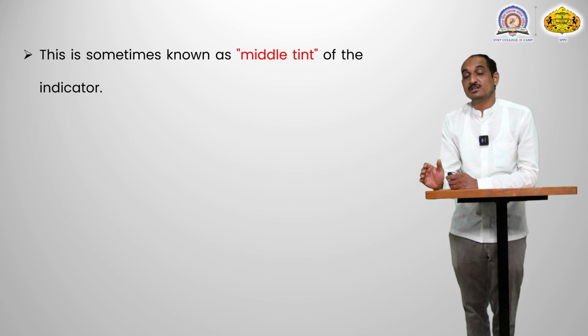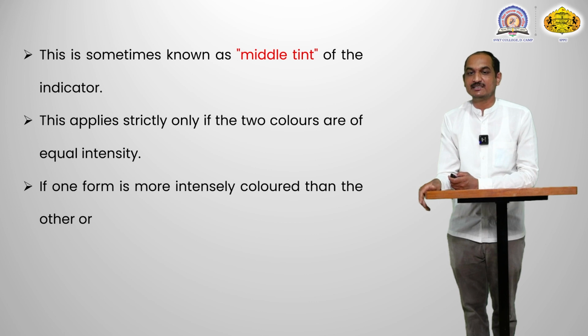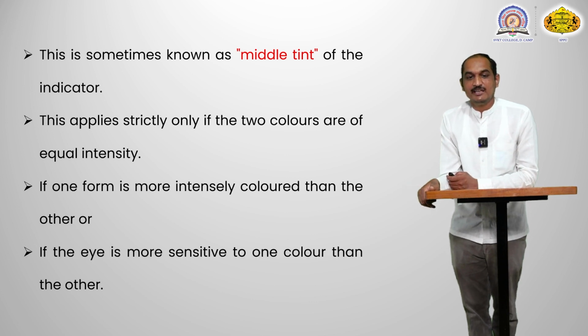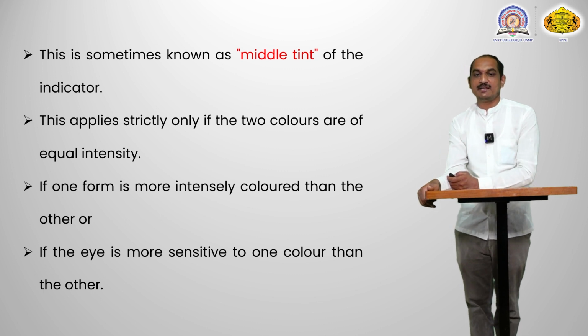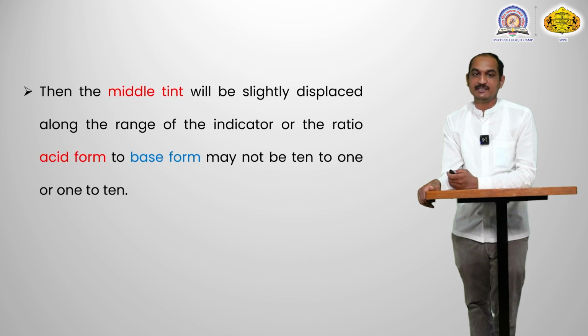This is sometimes called the middle tint of the indicator. This applies strictly only if the two colors are of equal intensity. Middle tint, there is another concept of the indicator. If one form is more intensely colored than the other, or if the eye is more sensitive to one color than the other, we can apply this when the two colors are of equal intensity, the middle tint of the indicator.